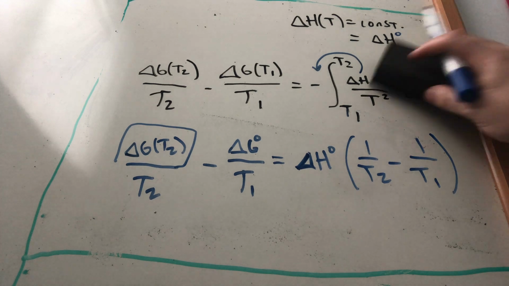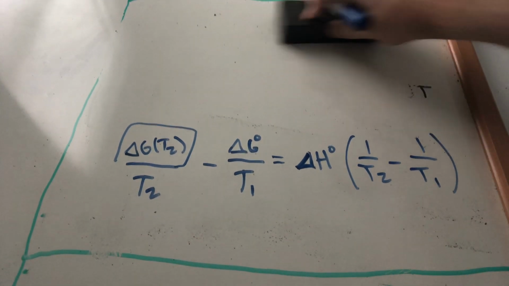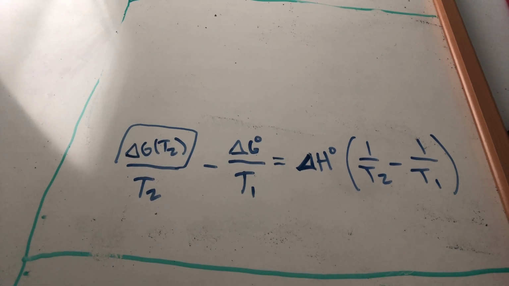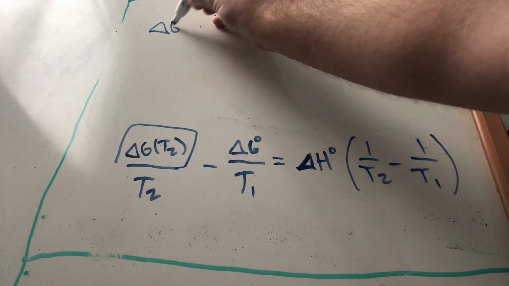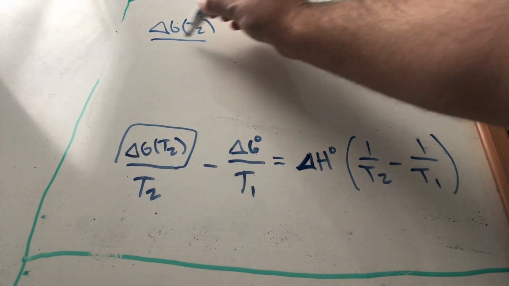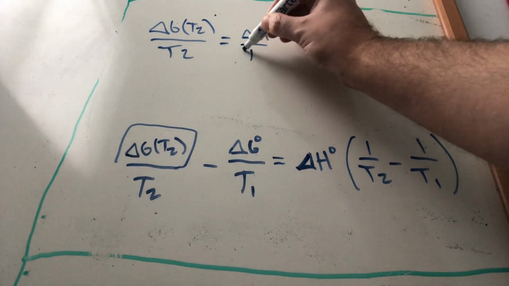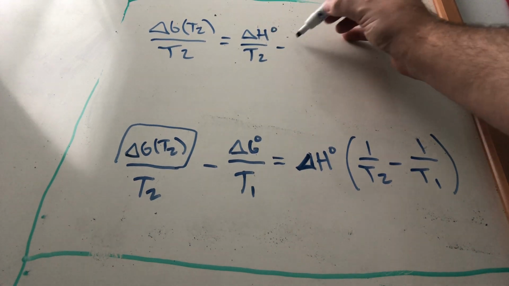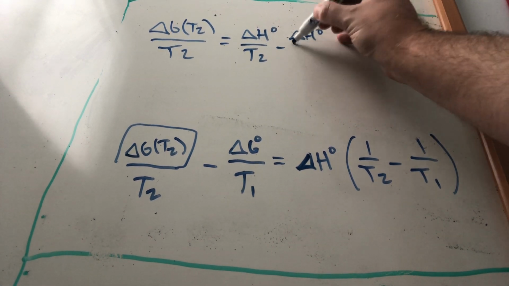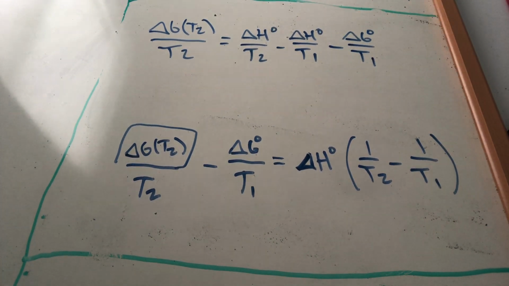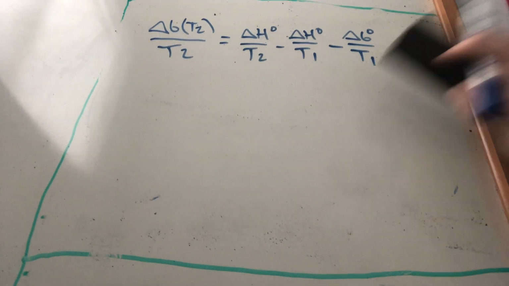So let's go ahead and start to combine some terms. With our approximations, we have this complicated Gibbs-Helmholtz equation, the integrated form. It starts to reduce down when we make some assumptions, okay? So let's write it as delta G of T2 over T2 looks like delta H naught over T2 minus delta H naught over T1 minus delta G naught over T1, okay? And we see that there are some combinations we can do here, things that have a like denominator.